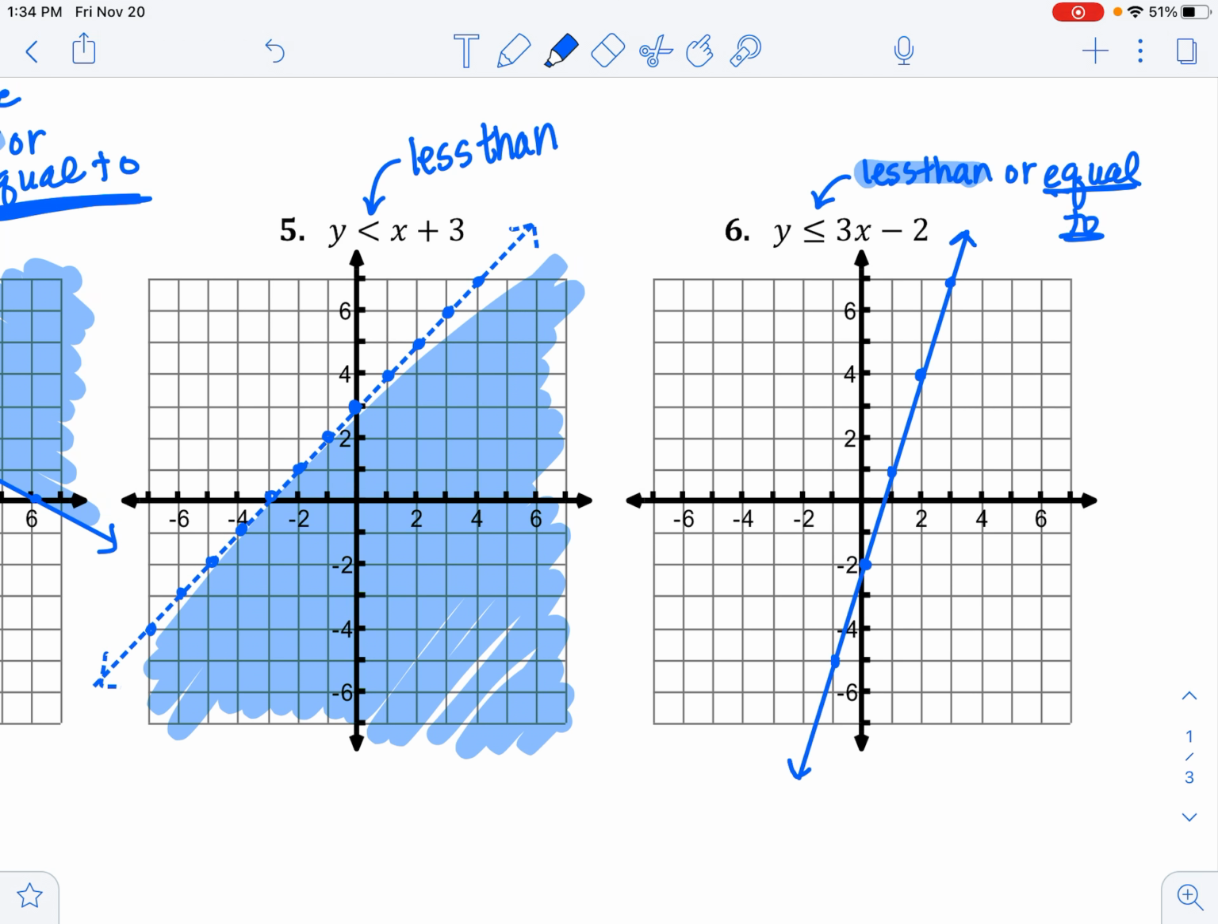Now I need to know where to shade. These are values less than or equal to. So less than's below that.